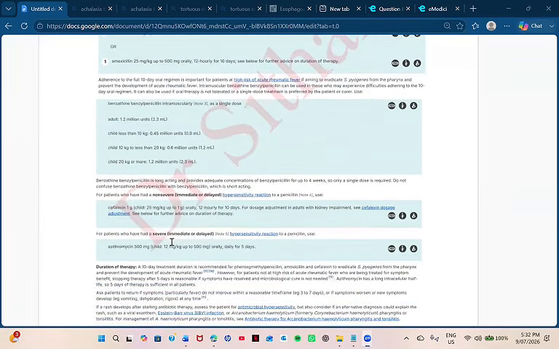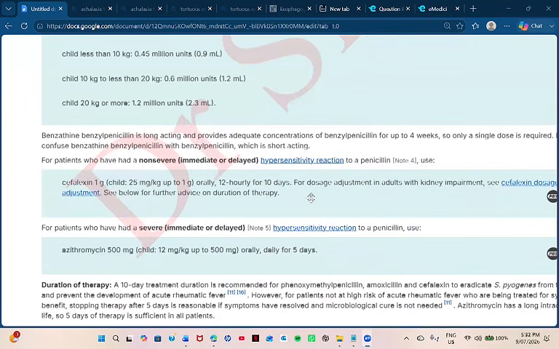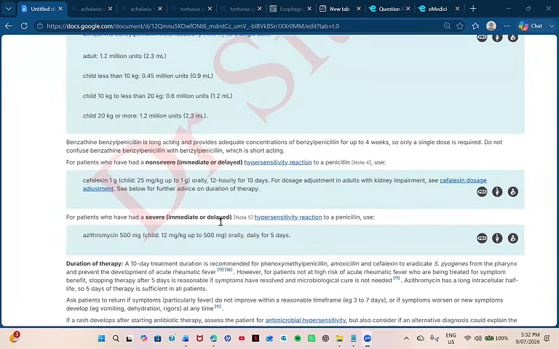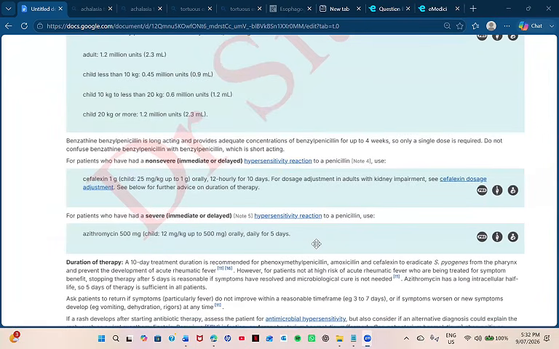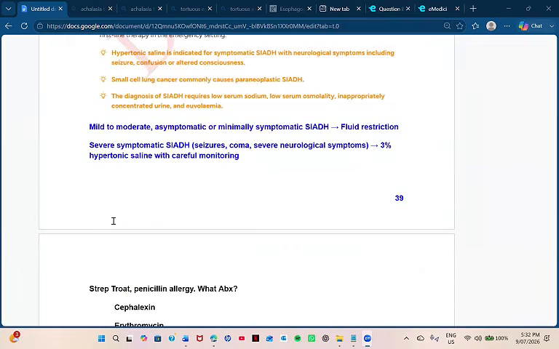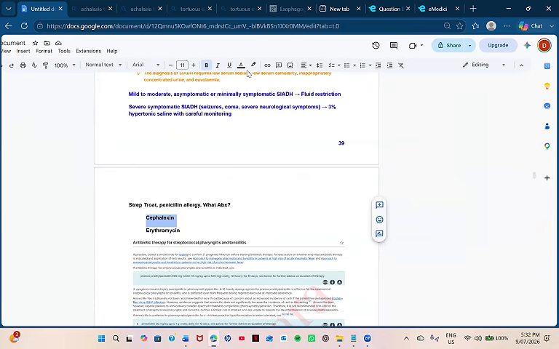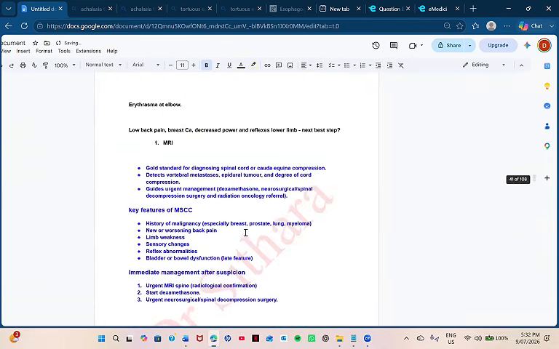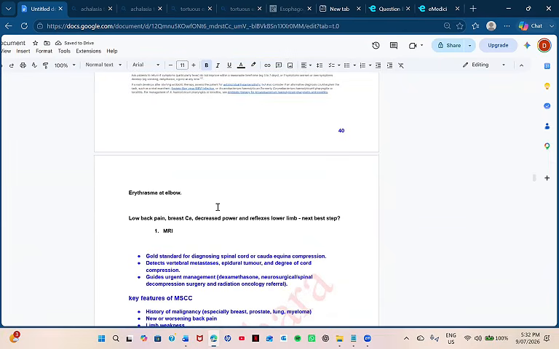Cephalexin, right? If it is a non-severe hypersensitivity, you can use cephalexin. If it is a severe hypersensitivity reaction, you can go with azithromycin, right? So the answer is cephalexin. We have discussed this, doctors, multiple times in past sessions. So yeah, next one.